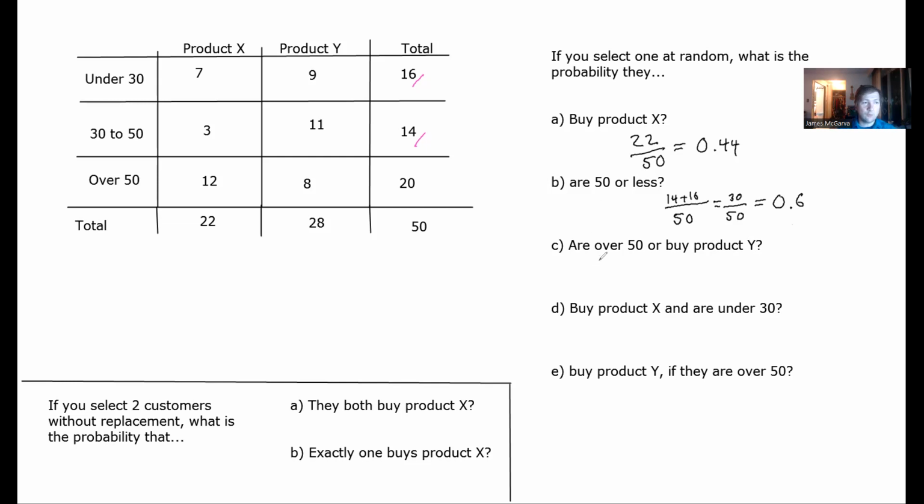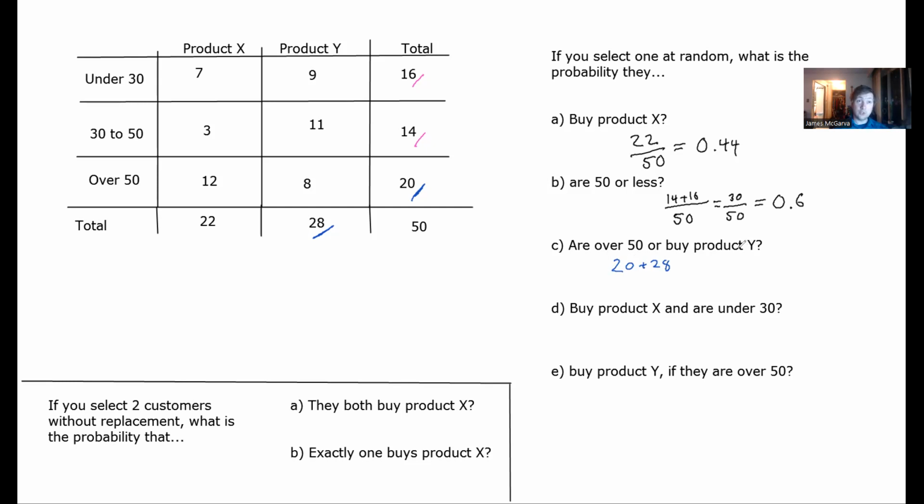What's the probability they're over 50 or buy product Y? Now, this is where we're going to have to start using our probability knowledge. This is where it gets a little bit trickier. Because you have to remember with the ORs, we're looking for the people, they have to be over 50. Well, that's, let me use blue here for this one, right? So over 50, that's these 20 people. And the people who buy product Y, well, that's these 28 people, right? So you might think, oh, we're going to do 20 plus 28, and that's going to be all the people who are over 50 or buy product Y.